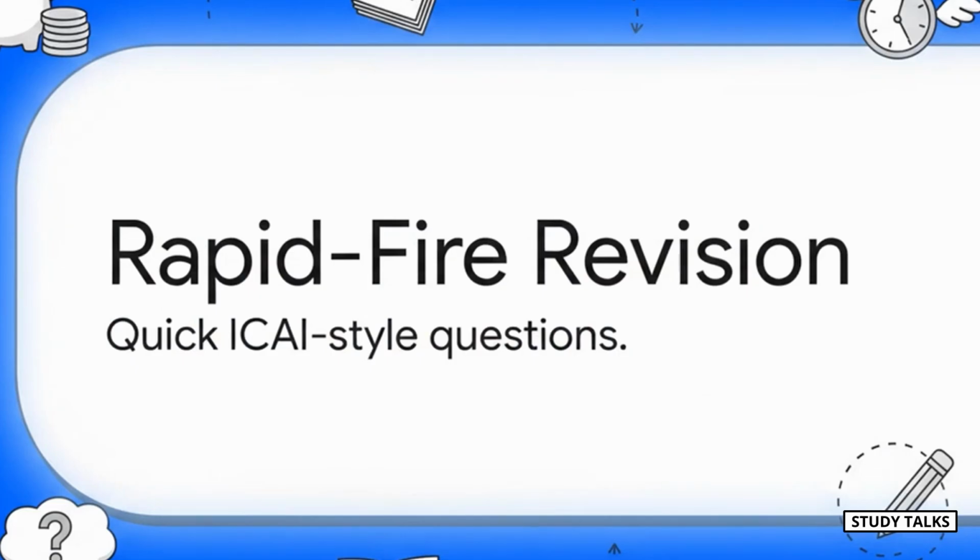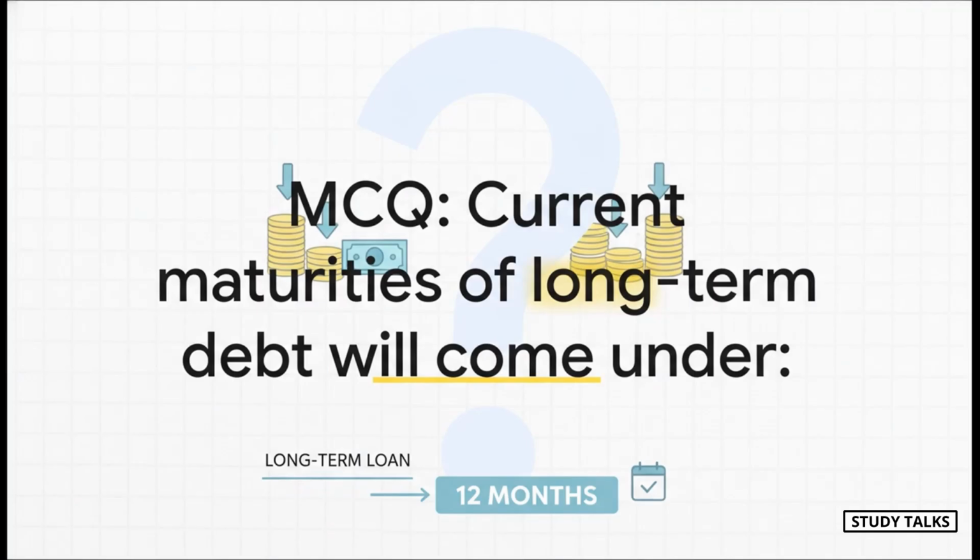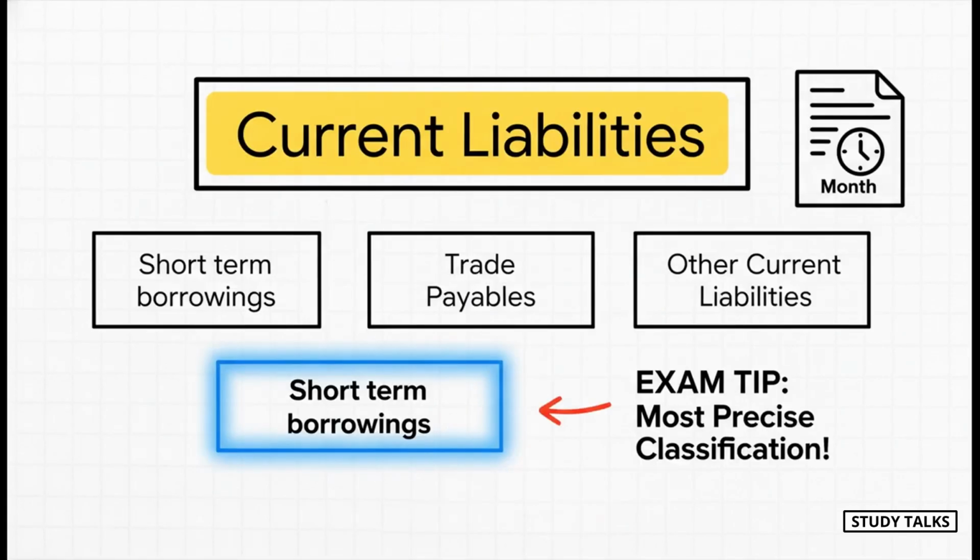All right, we've gone deep on the big problem. Time to switch gears a bit. Let's do a quick rapid-fire revision to make sure these key concepts are locked in your brain. Ready? Okay, first one. Imagine this. A company has a long-term loan, but one chunk of it has to be paid back within the next year. Where do you classify that specific piece? Is it A, B, C, or D? And the answer is B, short-term borrowings.